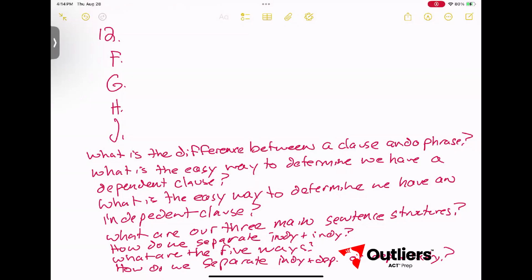How do we separate independent plus independent? The five ways. What are the five ways? Comma, fanboys, period, semicolon, em dash, colon. How do we separate independent plus dependent or dependent plus independent? Comma, always.